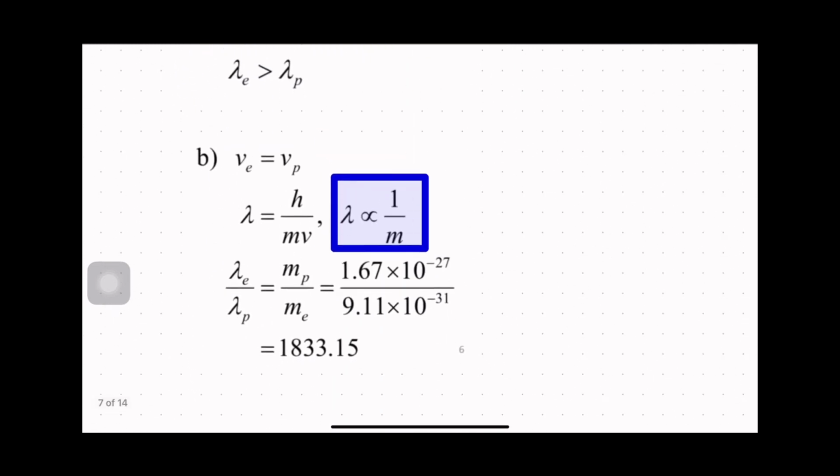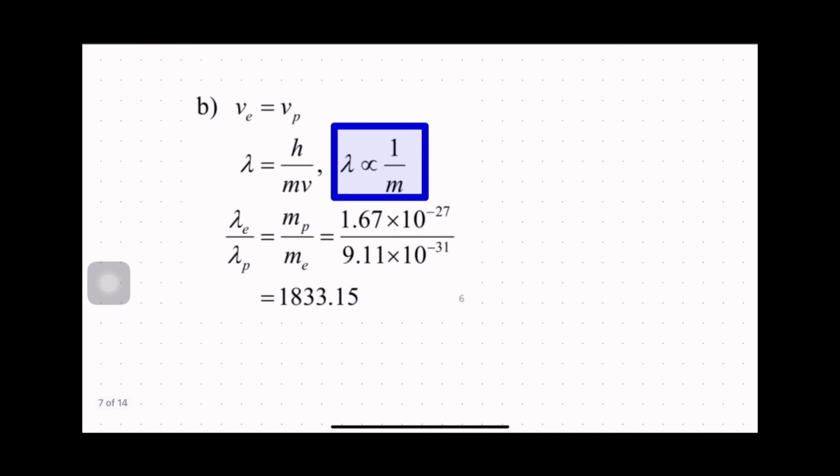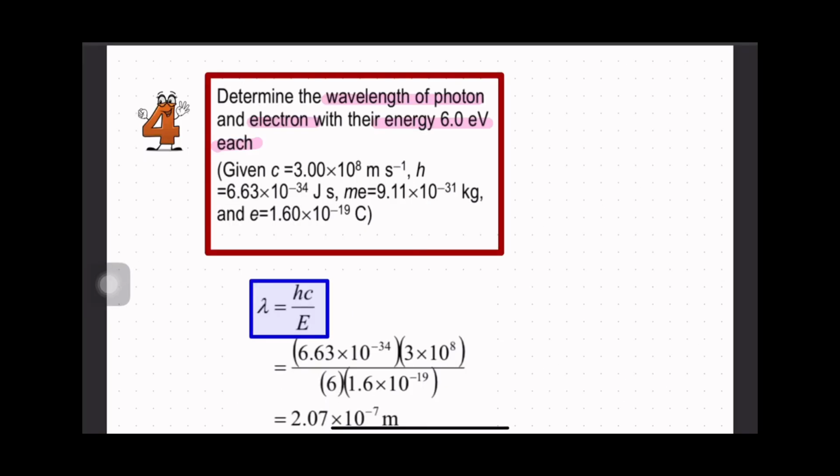And then question B is calculate the ratio of lambda E over lambda P. So lambda E over lambda P, okay, the relation as usual is like this. Okay, it is inversely proportional. So that's why when it is inversely proportional, I will arrange it as lambda E over lambda P. So the relation is inversely proportional. So lambda E is equal to mass P, lambda P is equal to mass E. It will be flipped. Okay, so substitute the value of mass of proton and mass of electron, you will get 1833.15.